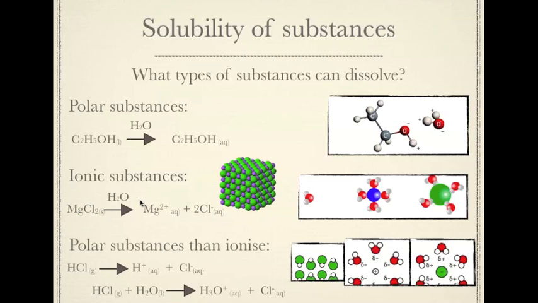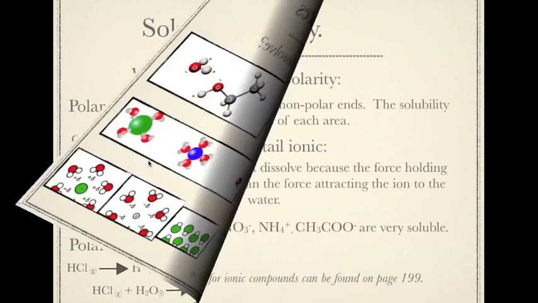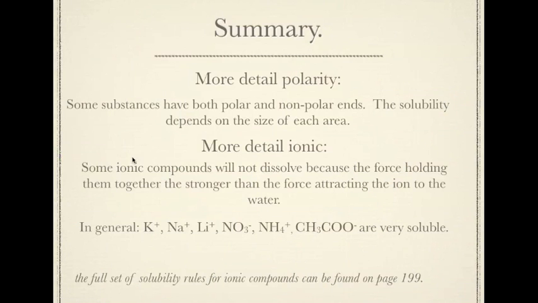Let's have a look at some solubility rules in terms of ionic compounds. I think that's what's next, or some interesting facts about different types of these things. Because as we know, not all ionic compounds dissolve, and not all polar substances will dissolve. So this is some more detail in polarity and ionic compounds. With polar molecules, some substances aren't all polar. Some things have polar and non-polar ends.